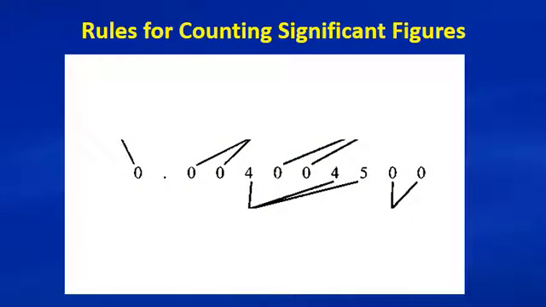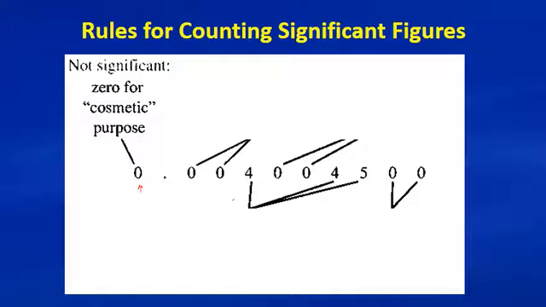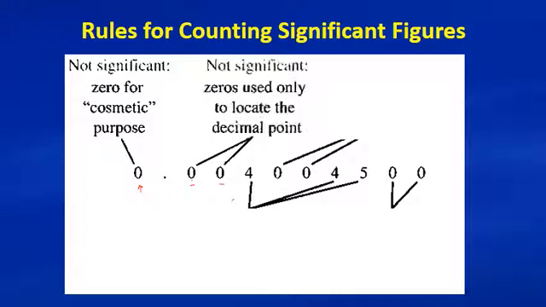Let's take a look at all these numbers and zeros. So, does this very first zero, well, let me find that one. Okay, this one. Does that one count as significant? No. It's simply a placeholder, also called cosmetic purpose. Take a look at these 2. Where'd you go? Oh, pen. There we go. This one and this one. Are they significant? No. They just are placeholders.